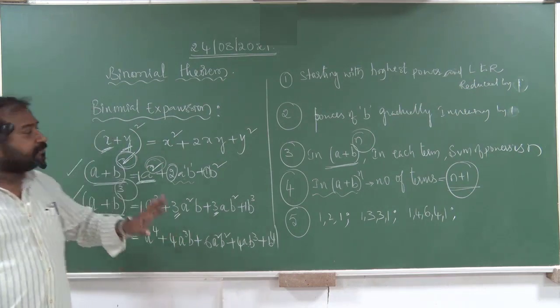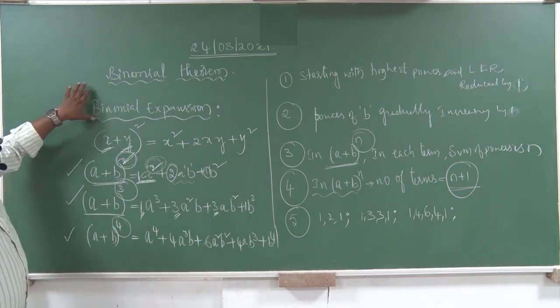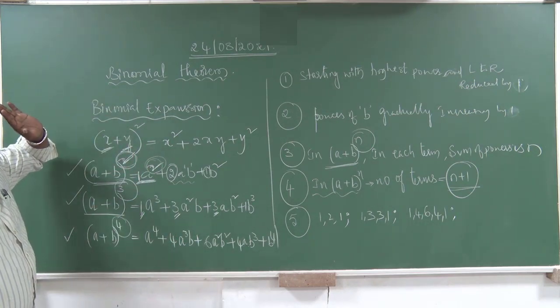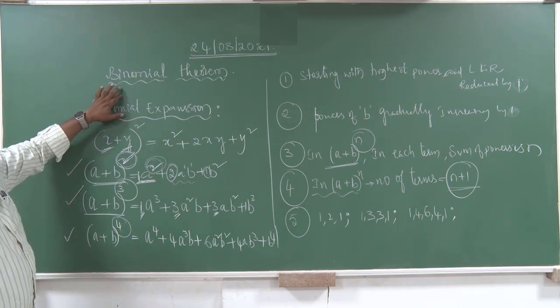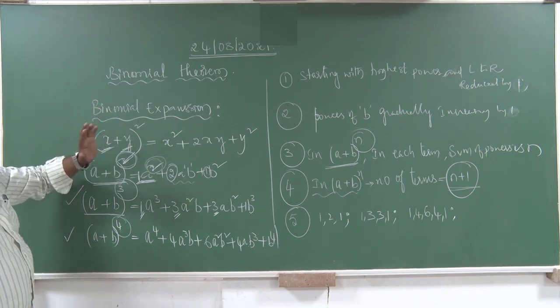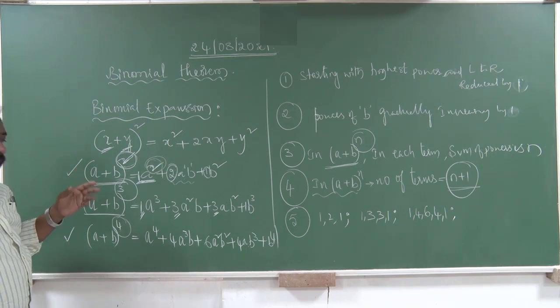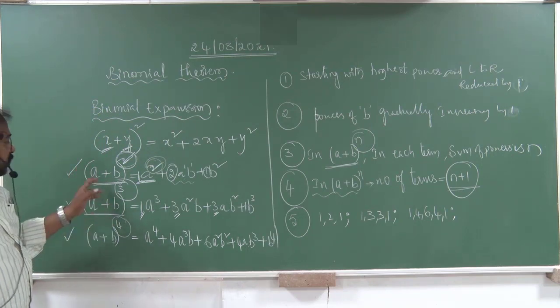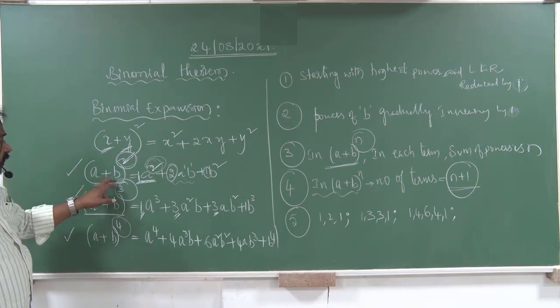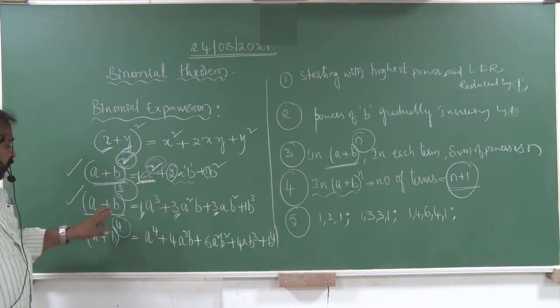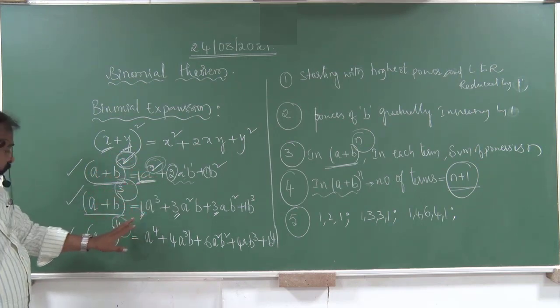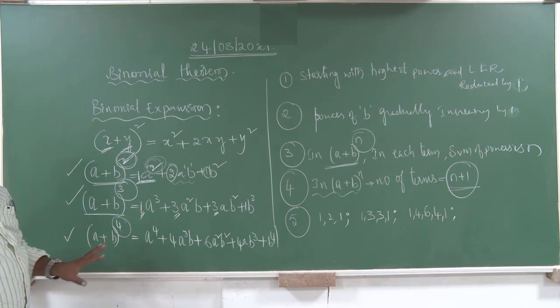Once again, listen. First of all, binomial expansion. What is the meaning of binomial expansion? An expansion which contains two variables is called a binomial expansion. Already you know all these things. Now next point, a plus b whole square formula you know. A plus b whole cube also you know. A plus b whole power 4 also you know.